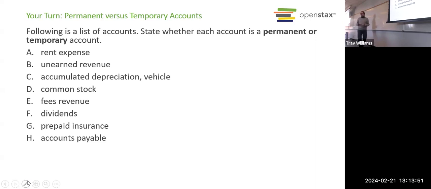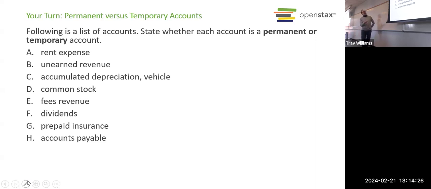Remember though, unearned revenue, which I think is on here somewhere, is not revenue. What is unearned revenue? A liability, right? So even though you see that word revenue, remember it's not. It's lying. It's not revenue. So rent expense, would that be permanent or temporary? Temporary, correct. Unearned revenue: permanent, right? Because it's not revenue, it's a liability, it would be permanent.